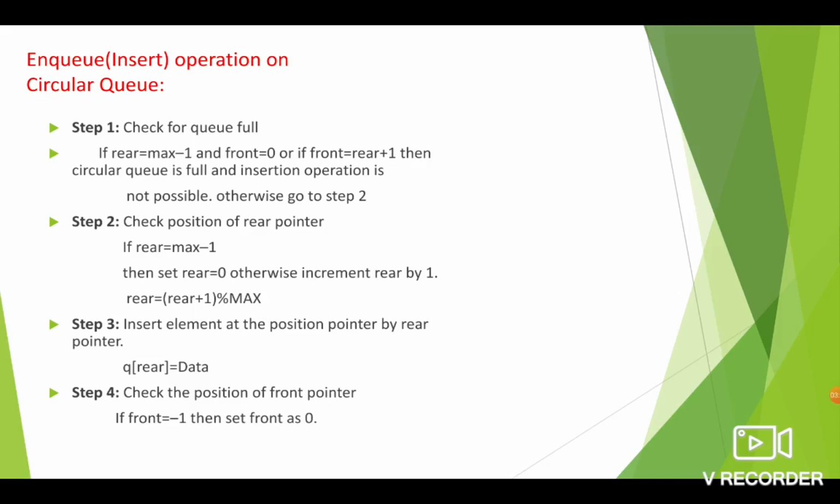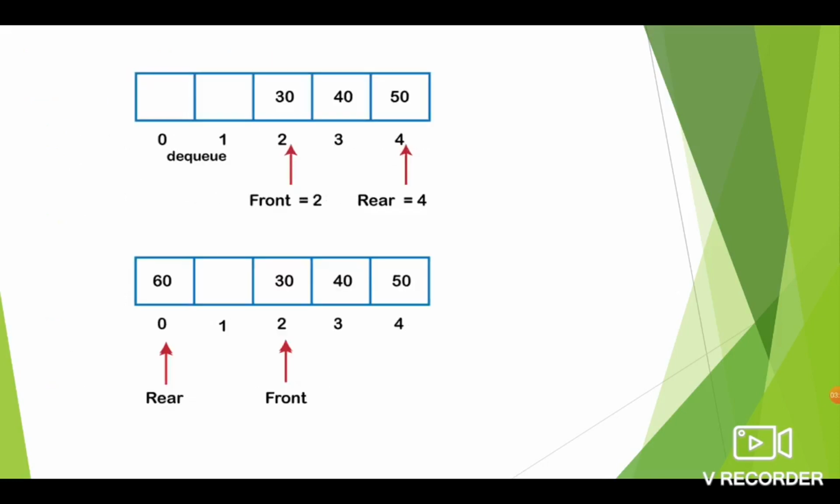If the insertion is possible, then you have to check the position of the rear pointer. If rear is pointing to the last element, you have to set rear equal to 0. Otherwise, you can increment rear by 1 as usual. That is rear equal to (rear plus 1) modulus max. After incrementing the rear pointer, you can store the data at that empty slot. After the insertion, you have to check the position of the front pointer. If front equal to minus 1, you have to set front as 0.